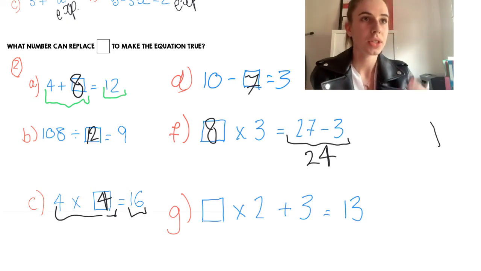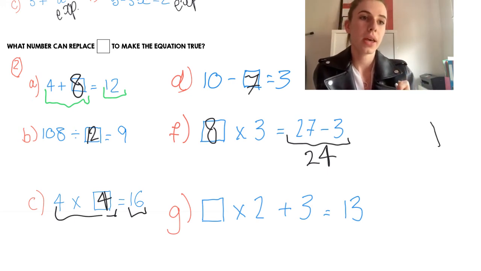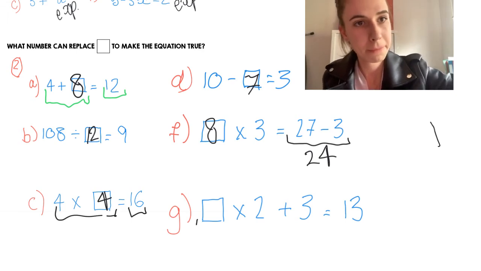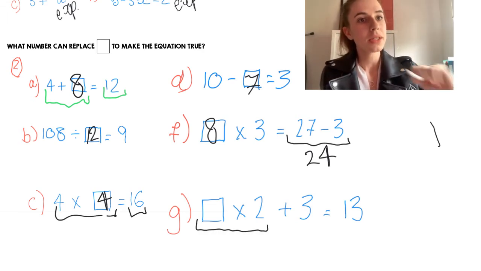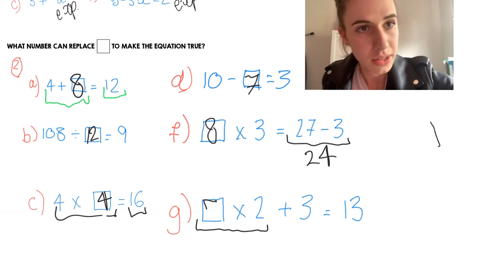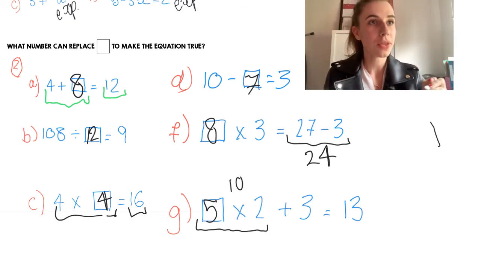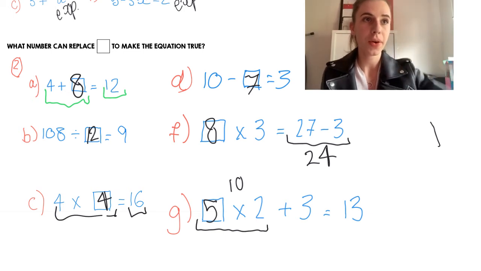Now the last question, it's got blank box times 2 plus 3 equals 13. So let's look here. Something times 2, when you add 3 to it, is going to give 13. So you might have guessed 5. So that's just saying 5 times 2 equals 10. And when you add 3 to that, you get 13, and there you go.